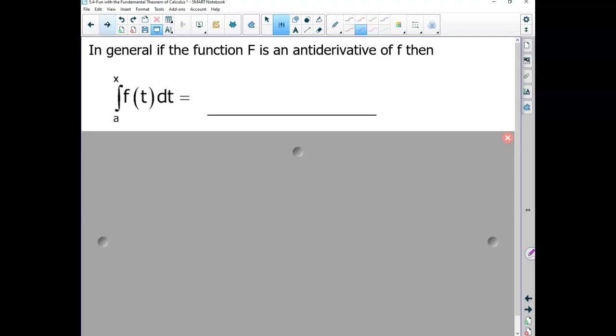What that really means in general is, if big F is an antiderivative of little f, then this is going to equal big F at x minus big F at a. And remember, a is a number. So my constant is coming from my lower limit, my a value, getting evaluated.